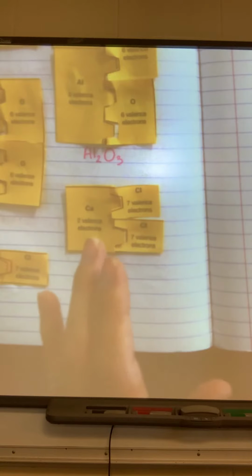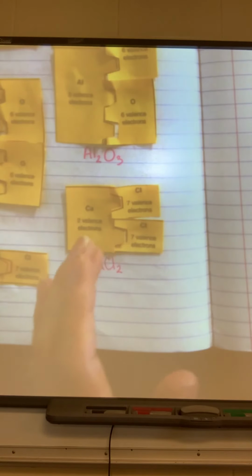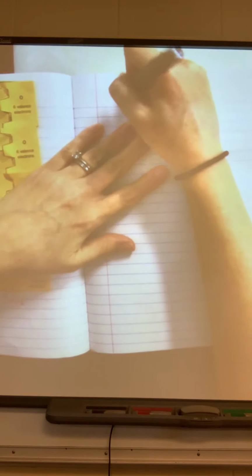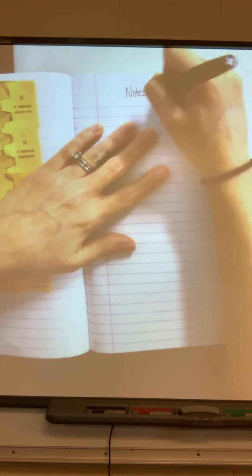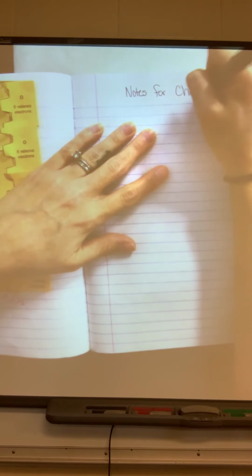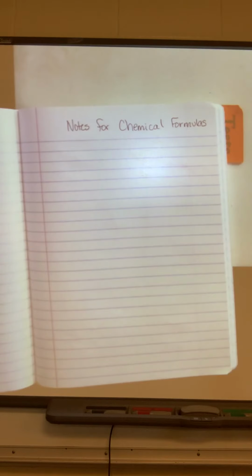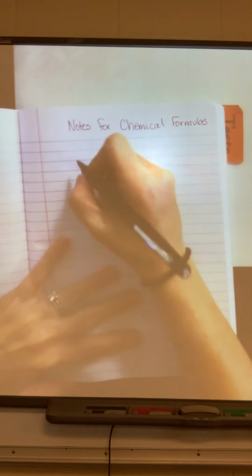Now, there's parts to a chemical formula we need to discuss. Each chemical formula, and what I do in class, is we just go to the next page and we write this in. And I like using multiple colors. So I just write up here notes for chemical formulas. I just put together a quick little cheat sheet to explain stuff.